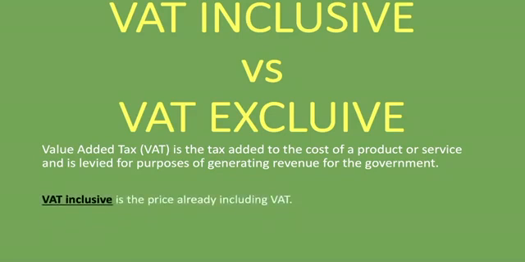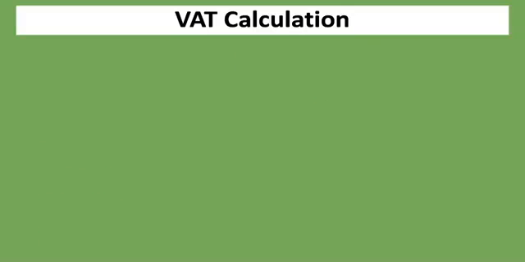So VAT inclusive is the price already including VAT, or value added tax, and VAT exclusive is the price excluding VAT. It's very important that you know that VAT inclusive is the one which already has VAT in it, and VAT exclusive is the one without VAT. So let's go through some calculations, and the formula I'm going to show you is very easy and you should be able to remember it to calculate anytime after going through this lesson. So let's look at the calculation.